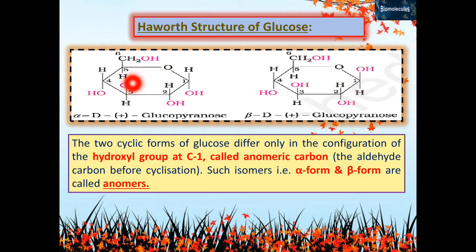And such isomers, these two isomers called alpha form and beta form, are called what? Anomers. Okay, what are anomers? Remember what anomers are? The two forms of a glucose molecule which differ in the position of the hydroxyl group at the anomeric carbon, that is carbon number 1. Clear? Okay, so you need to practice writing this Haworth structure of glucose.